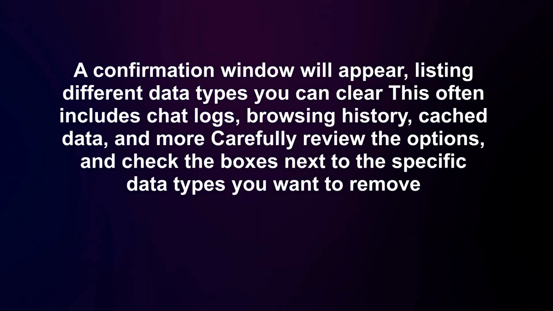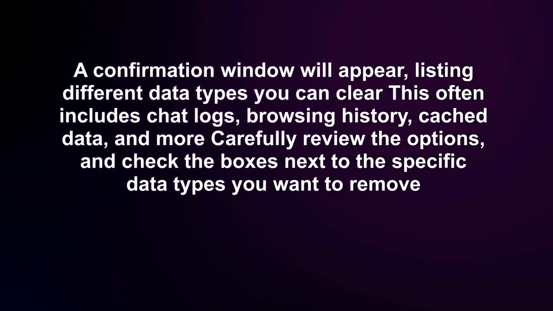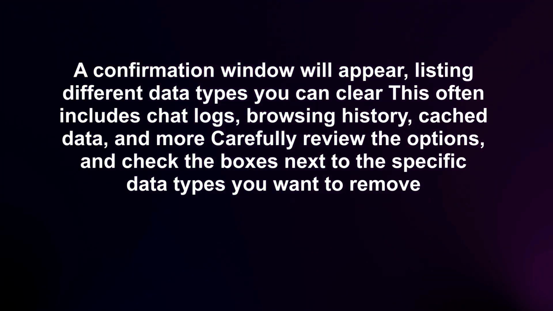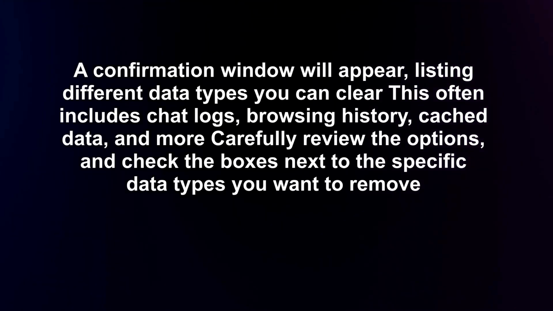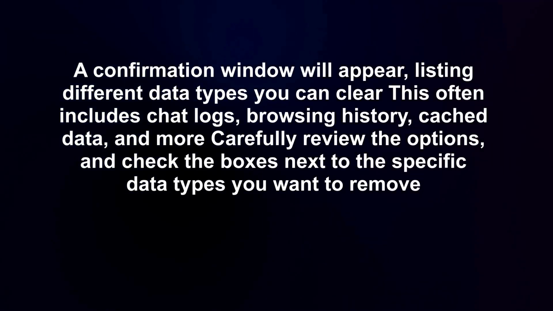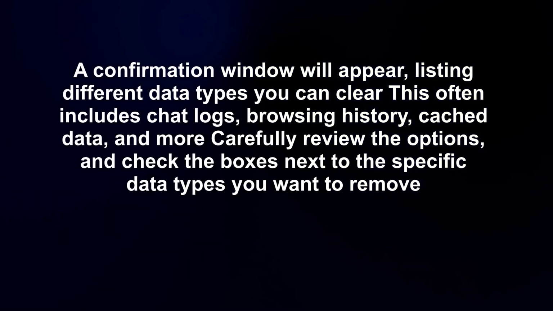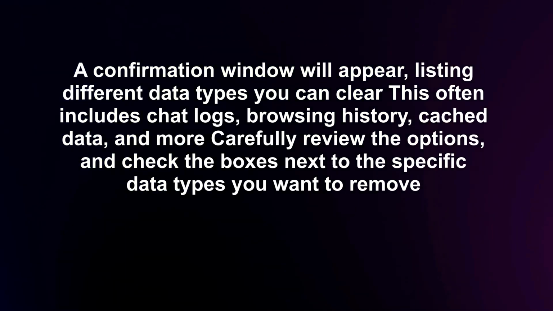A confirmation window will appear, listing different data types you can clear. This often includes chat logs, browsing history, cached data, and more. Carefully review the options and check the boxes next to the specific data types you want to remove.